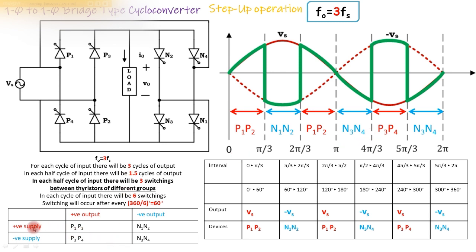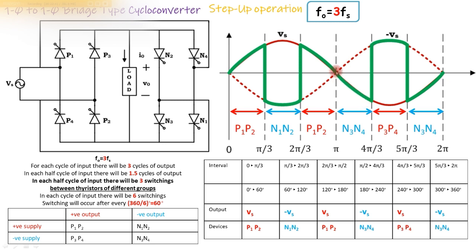Remember this, whenever supply is positive, to obtain output, the thyristors numbered 1 and 2 are fired: for positive output, P groups, for negative output, N groups. Whenever negative supply is there, we have to fire thyristors with number 3 and 4. For positive output P3, P4, for negative output N3 and N4. So in the negative half cycle of the supply, we again have to obtain 1.5 cycles of output.